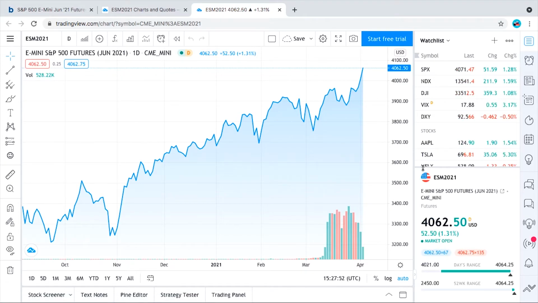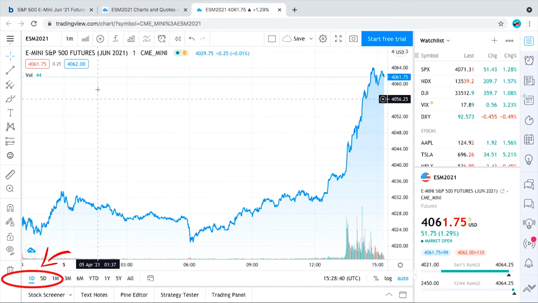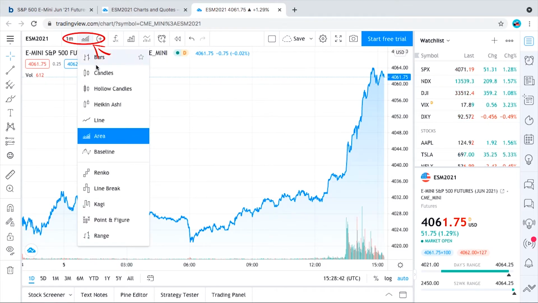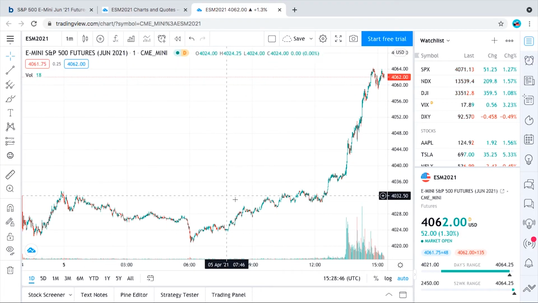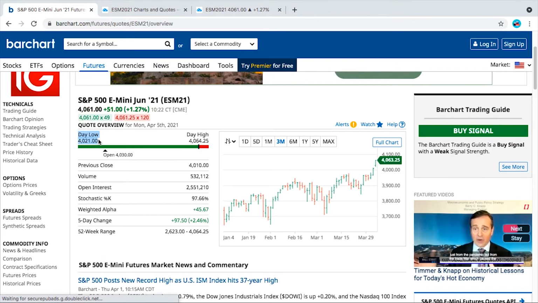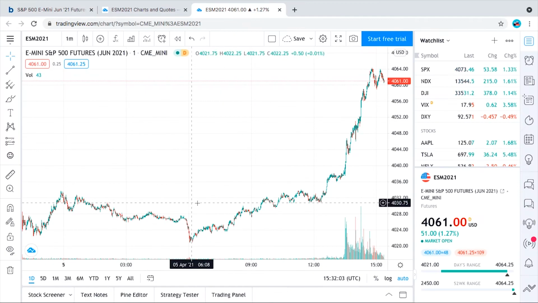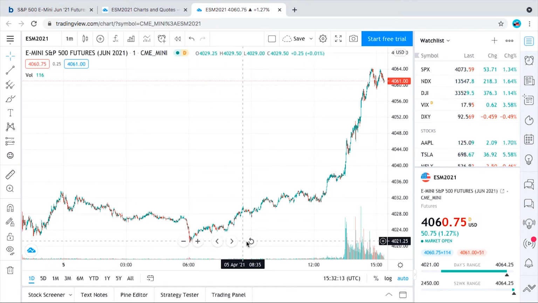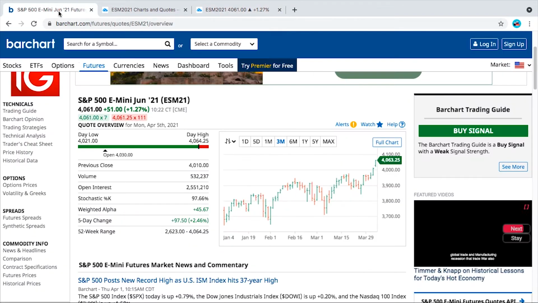You can start off by hovering your cursor over this line, and you can see the price on the right, and on the bottom is the time. But we're going to change this to the 1 day, and change this to the candlesticks. You'll see why I changed it to the candlesticks in a second. It's a little bit more detailed. Let's look at the low right here, day low 4021, and it's right here at the bottom, the very lowest point on this chart, 4021.